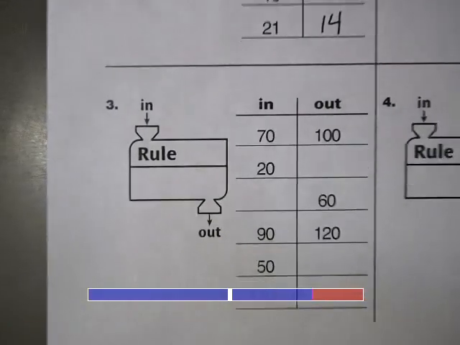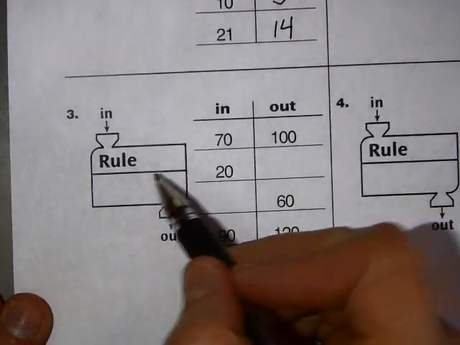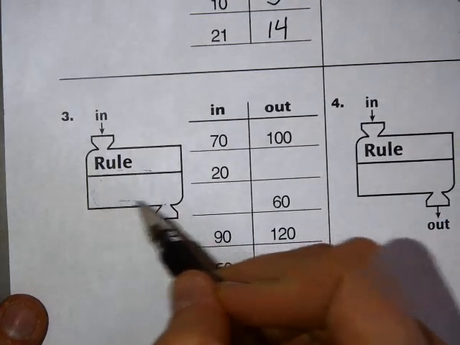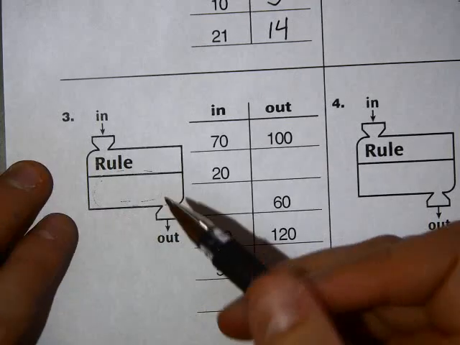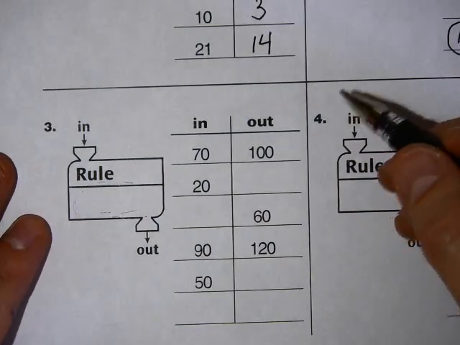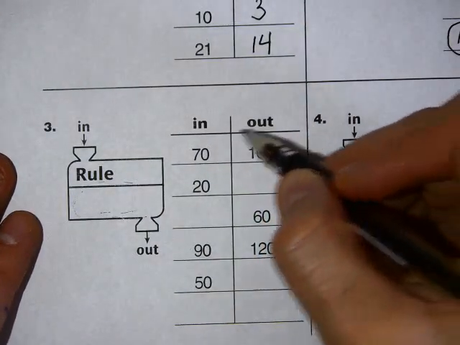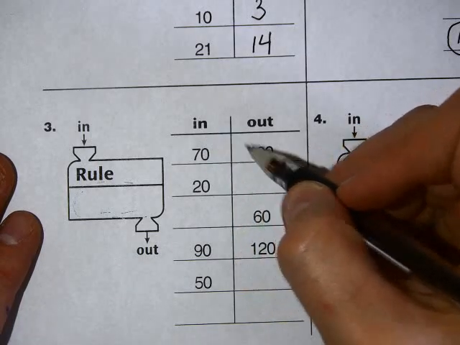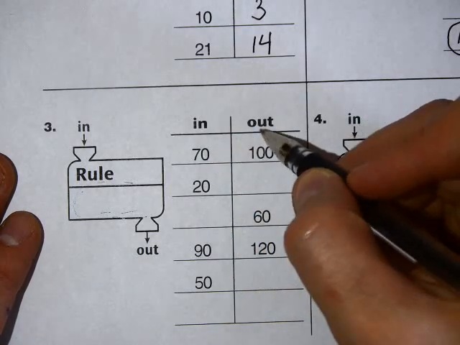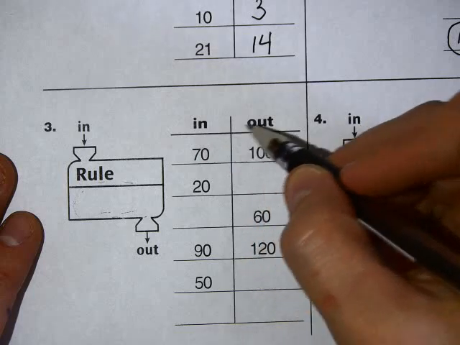If we come over to number 3, you take a look at that, you see there's nothing for the rule. So if you take a second and you think how you can figure the rule out, what I do to figure the rule out is I look at two numbers. And I think, what happened from this number to this number? Well, it got bigger.